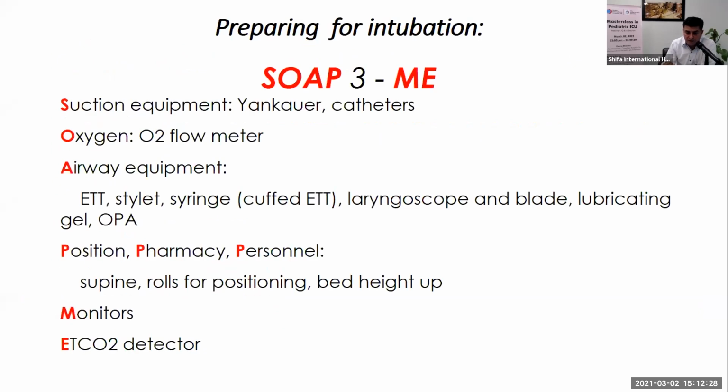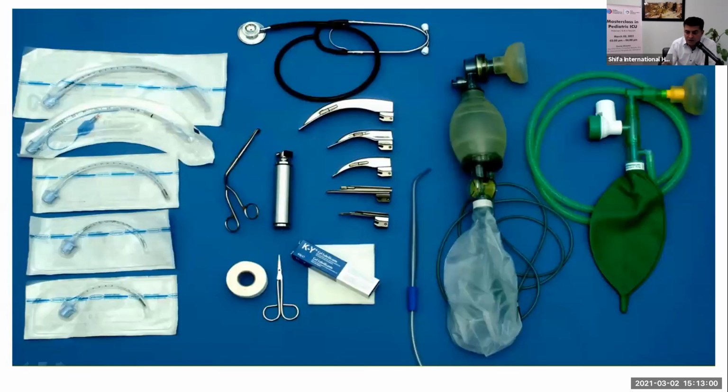This is the preparation for the RSI, SOAP-ME or SOAP-3-ME, a simple mnemonic that you can use. You should have suction ready, Yankauers or simple catheters, and an oxygen flow meter. Airway equipment will contain the endotracheal tube, stylet, syringes, laryngoscope, blade, lubricating gel, and an oral airway. Even for a difficult airway, you can use the adjuncts as well. Position, pharmacy and personnel are important: the one intubating, monitors, and end-tidal CO2 detectors. So these are the simple apparatus that you can use.